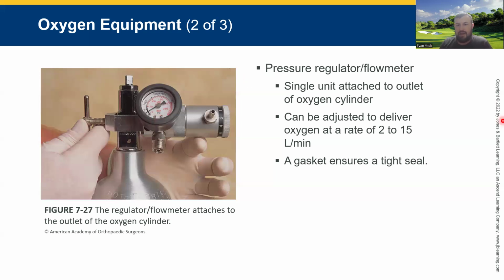A single unit attaches to the outlet of the oxygen cylinder and can be adjusted to deliver oxygen at a rate of 2 to 15 liters per minute. A gasket ensures a tight seal, so it's an O-ring. If you hear me use the term O-ring, it is a gasket. It's where the pressure regulator attaches to the bottle where the opening is, and it creates a seal so that oxygen doesn't leak out, because that oxygen is under high pressure and you don't want a leak.